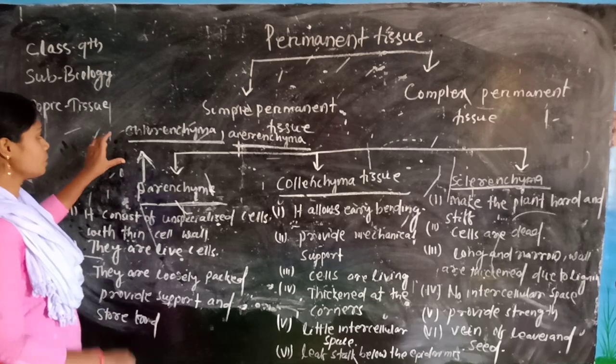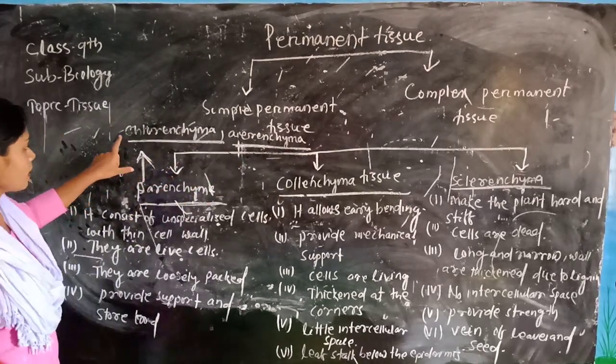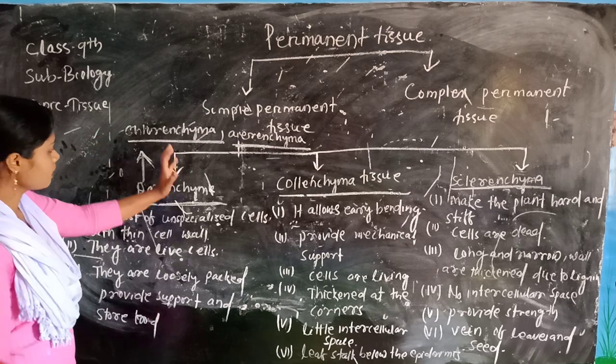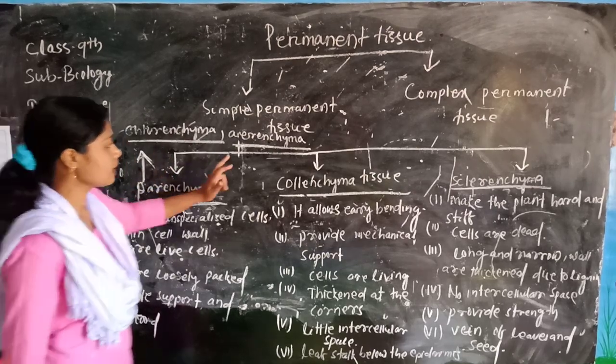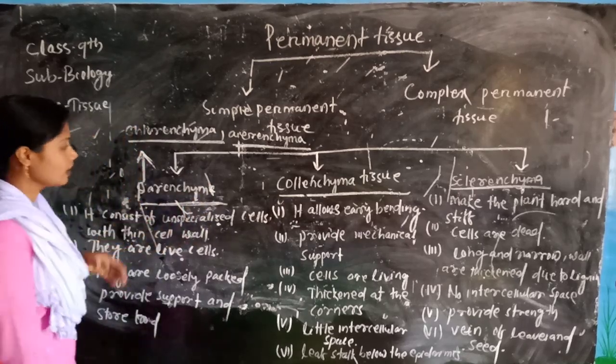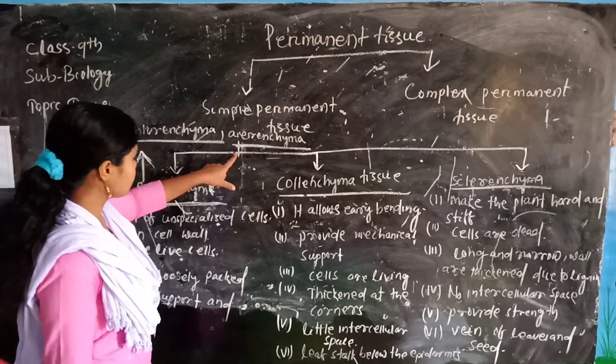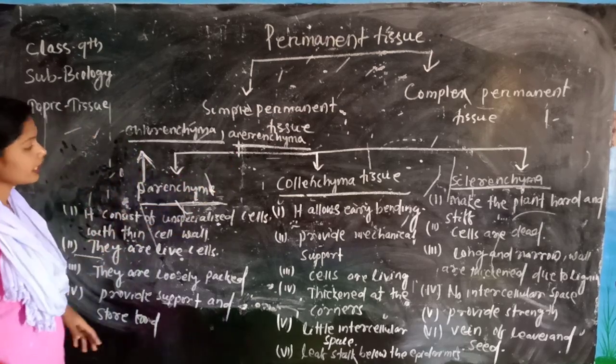Parenchyma tissue is of two types, that is, sclerenchyma and parenchyma. Sclerenchyma helps in photosynthesis, and parenchyma helps in buoyancy or floating of the plants in water. It has large air vacuoles, because of which plants float in the water.